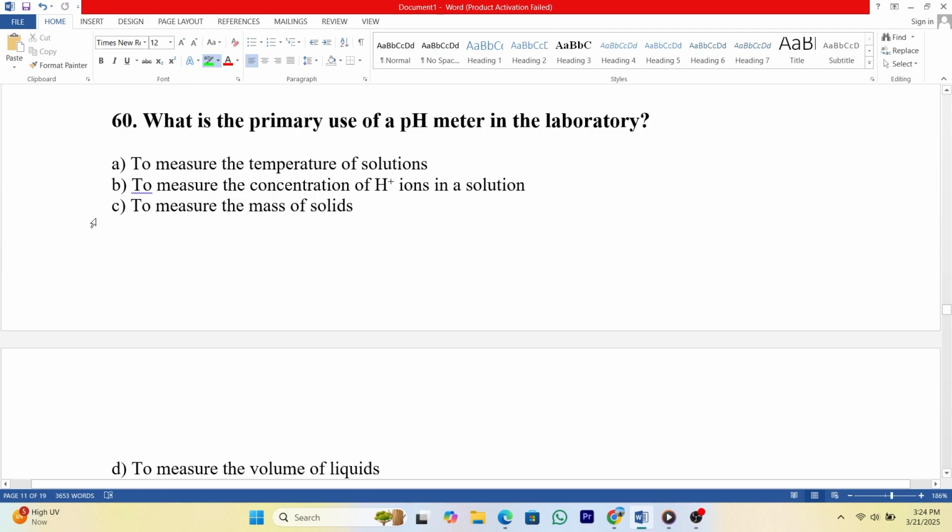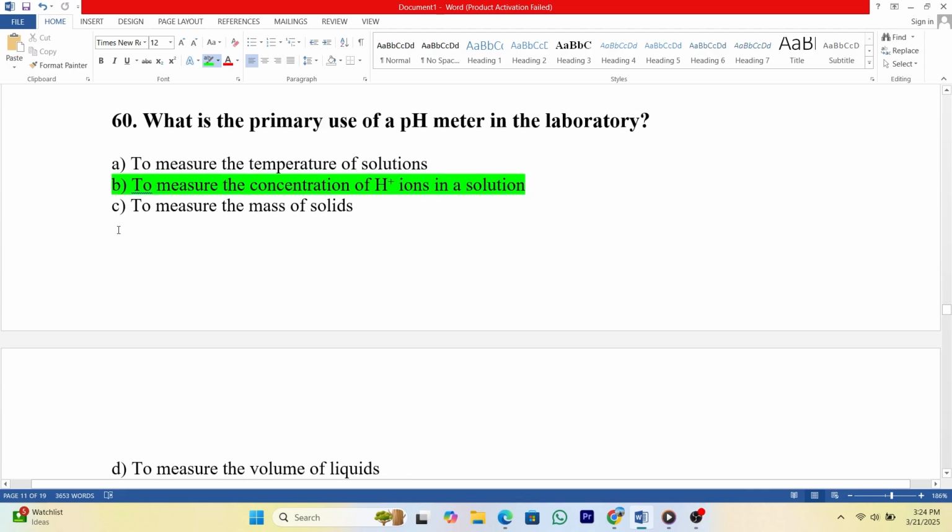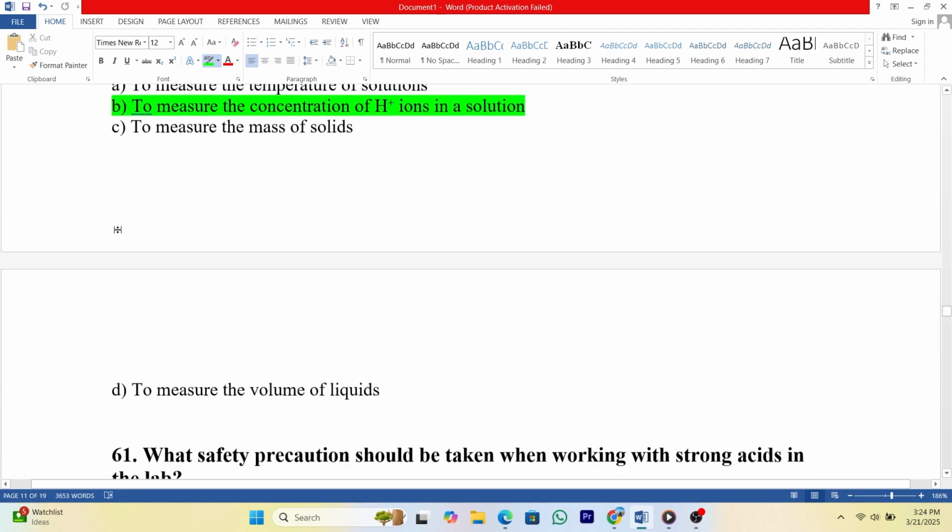60. What is the primary use of a pH meter in the laboratory? A. To measure the temperature of solutions. B. To measure the concentration of H ions in a solution. C. To measure the mass of solids. D. To measure the volume of liquids. Answer: B. To measure the concentration of H ions in a solution.